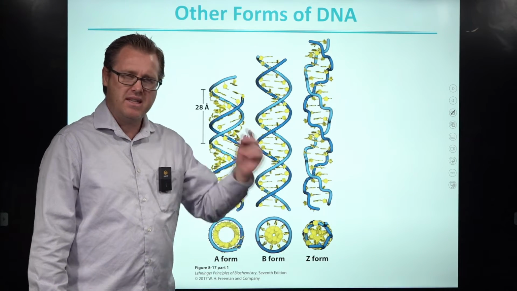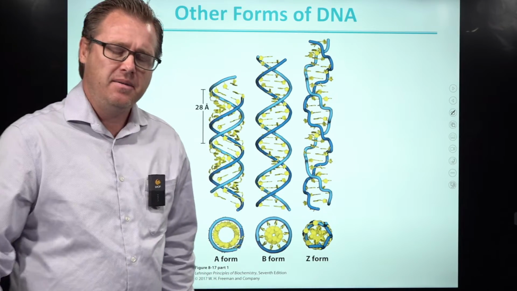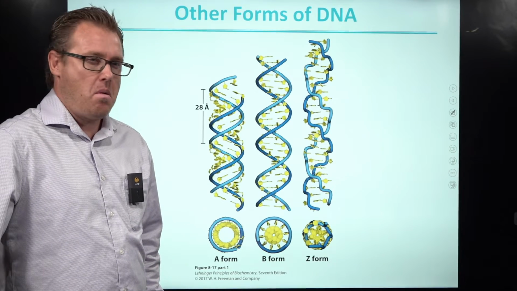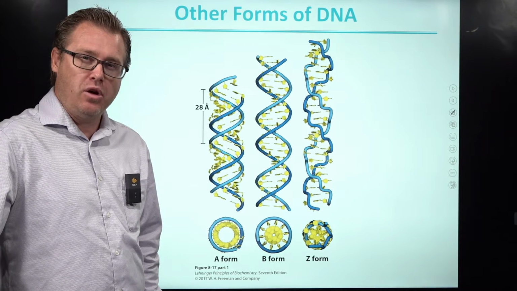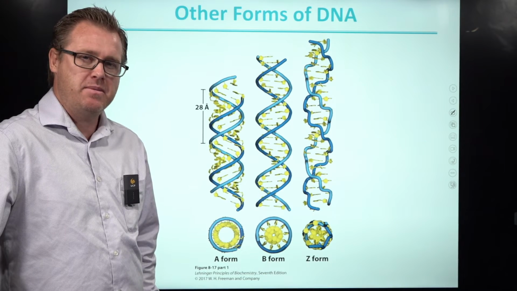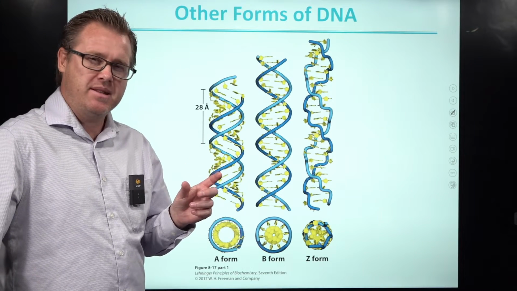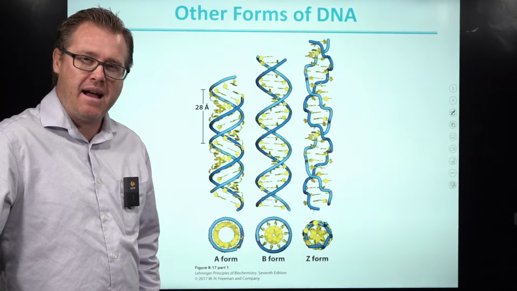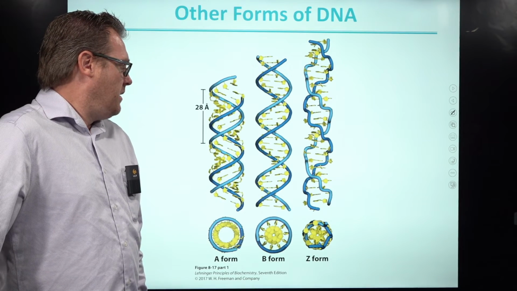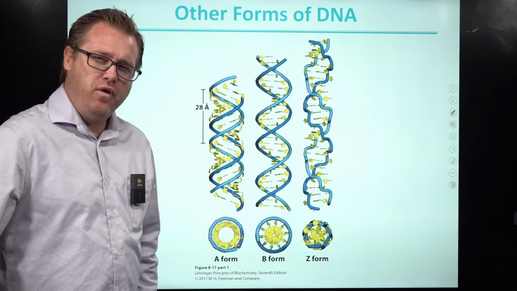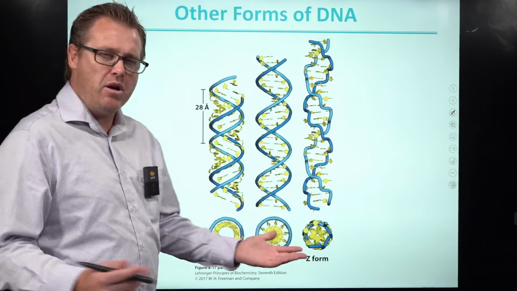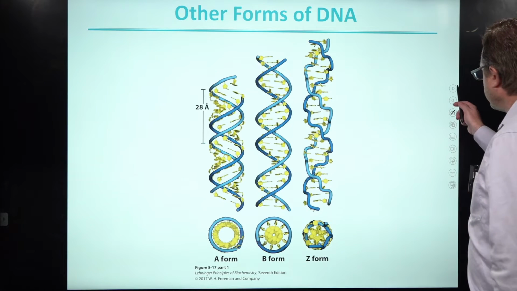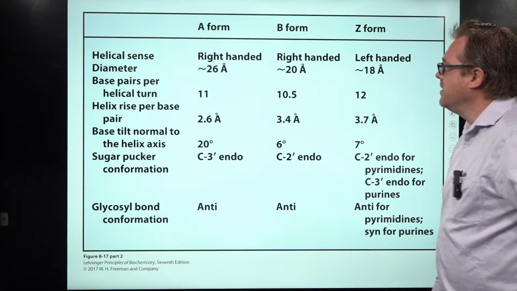Scientists have found the Z form in bacteria and a few eukaryotes. And honestly, we don't really know why. Why do some species have small fragments of DNA in the Z form? Don't know. Still trying to figure that out. But those are the three forms of DNA that I want you to be aware of that exist. And this table here puts it all together.